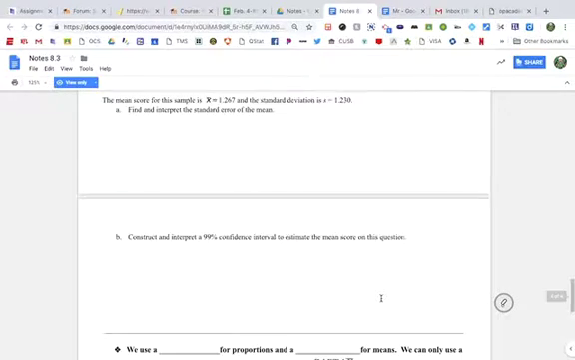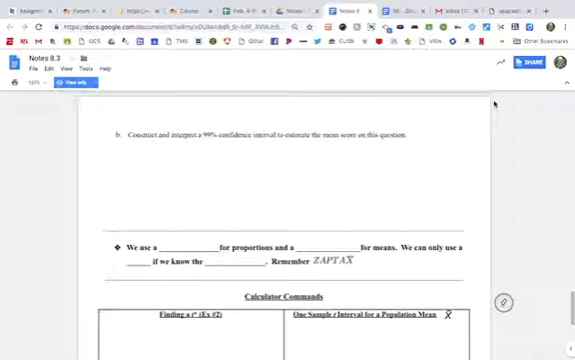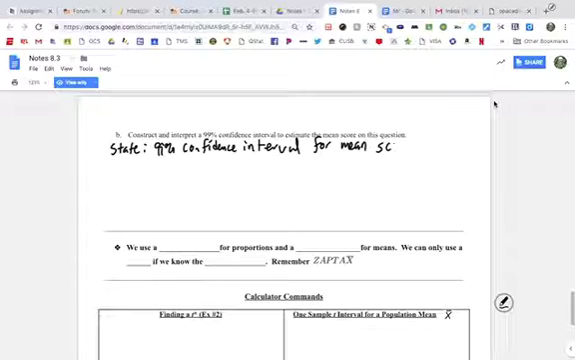Part B. Again, confidence interval. Every time you do a confidence interval, you have to do all 4 steps. So, state. What are we trying to find? We're trying to find a 99% confidence interval for the mean score of 30 students on the AP Stats test.